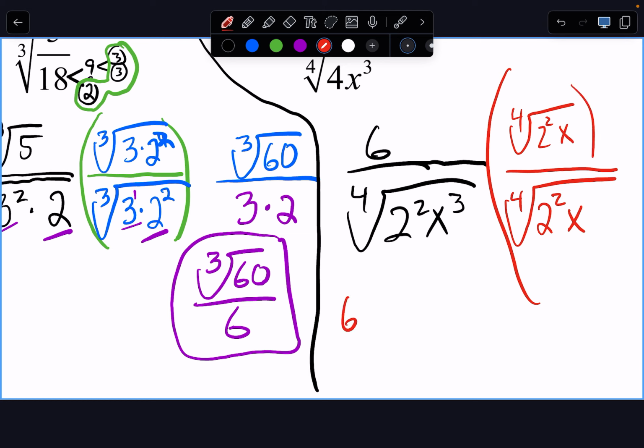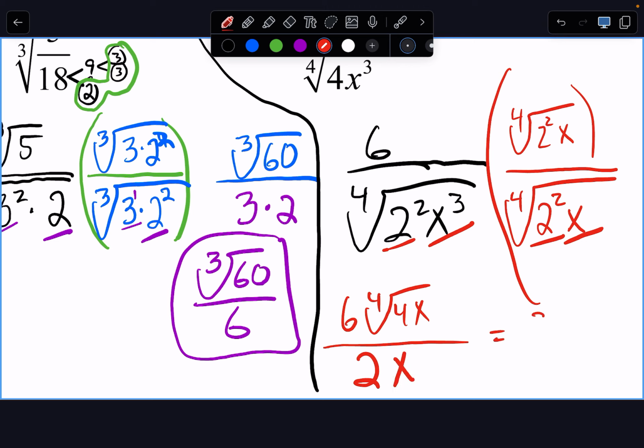So this is 6 times the 4th root of 4x over, what's 2 squared times 2 squared, guys? 2 to the 4th. What's the 4th root of 2 to the 4th? 2. What's x cubed times x? X to the 4th. What's the 4th root of x to the 4th? Simplify. Are you with me here, guys? Yes, sir. Promise? Yes, sir.